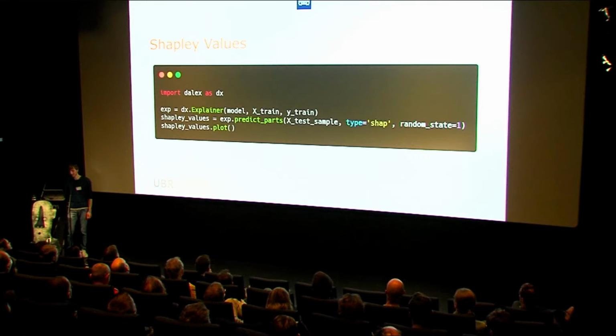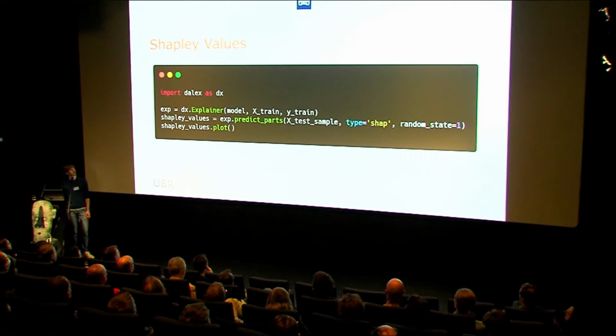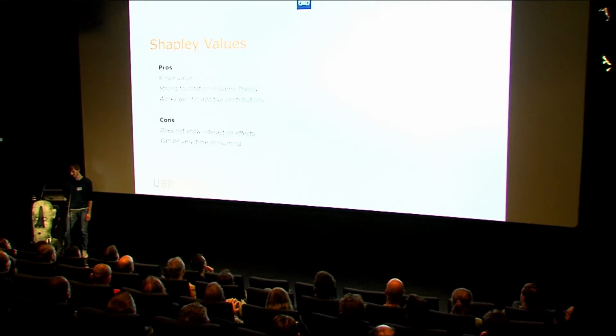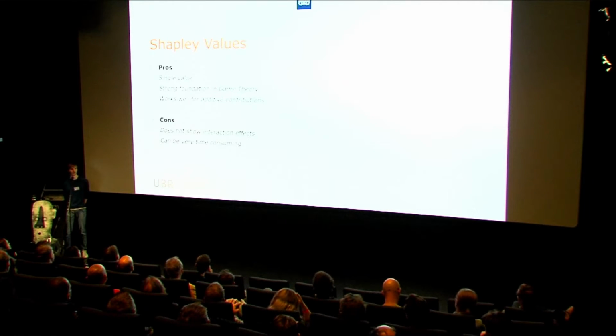This is also very easy to implement in DALEX. The main thing you have to change is for predict parts: you can use the same explainer, but you have to give in the type being SHAP instead of breakdown, and you don't need to specify the order because the order doesn't matter for Shapley values. That is a big plus for Shapley values, I think. You just get one single value which can quantify the contribution of that variable to the prediction.